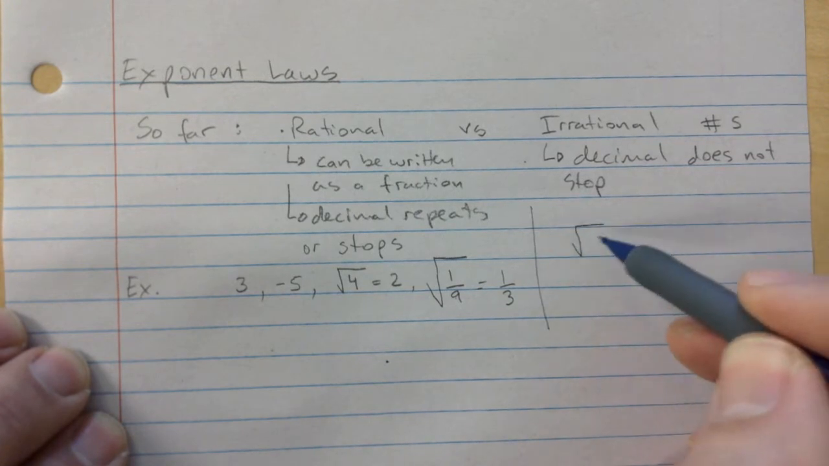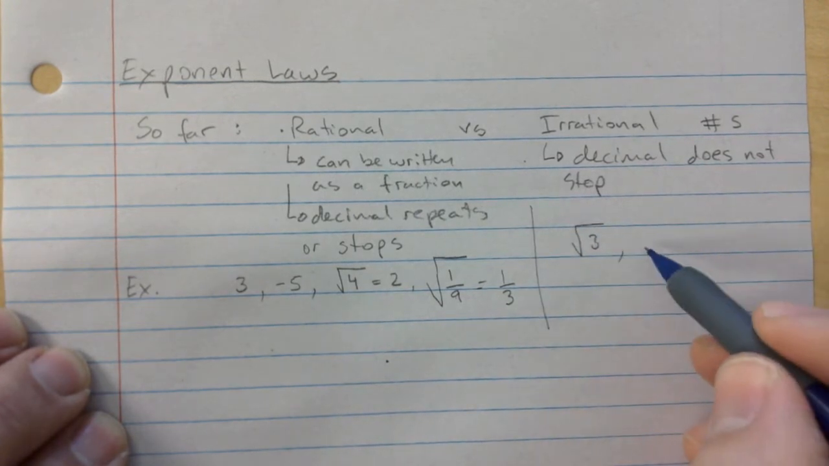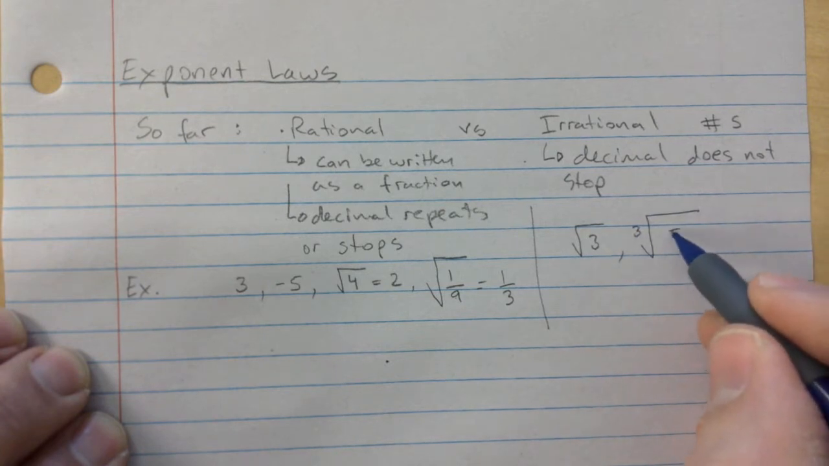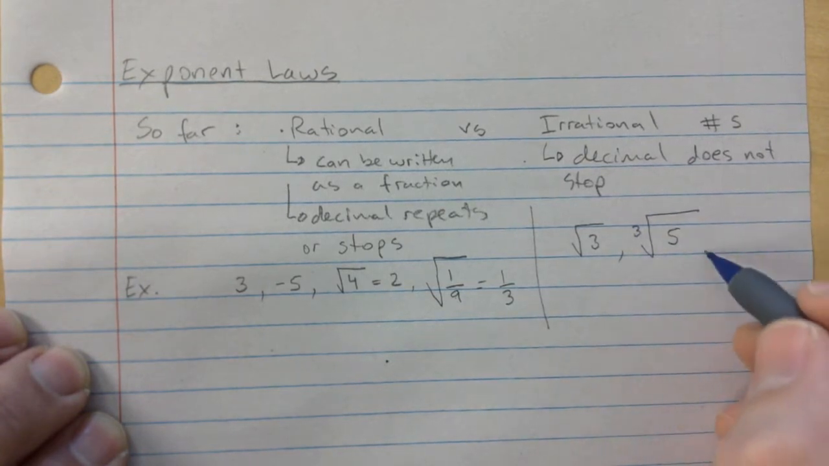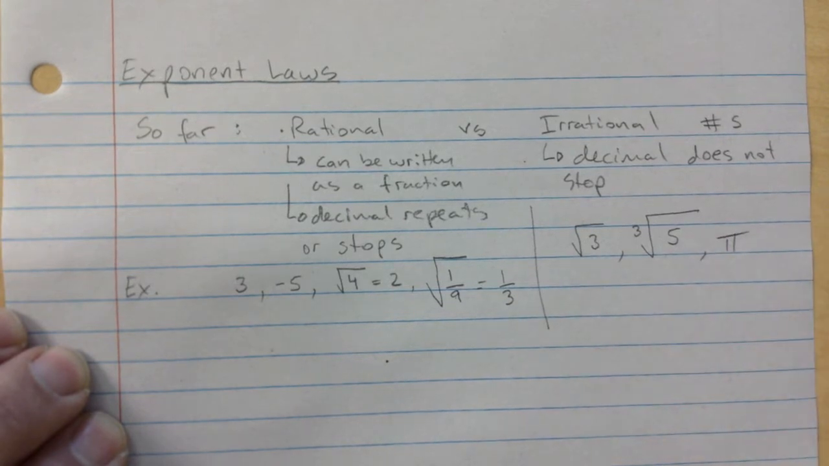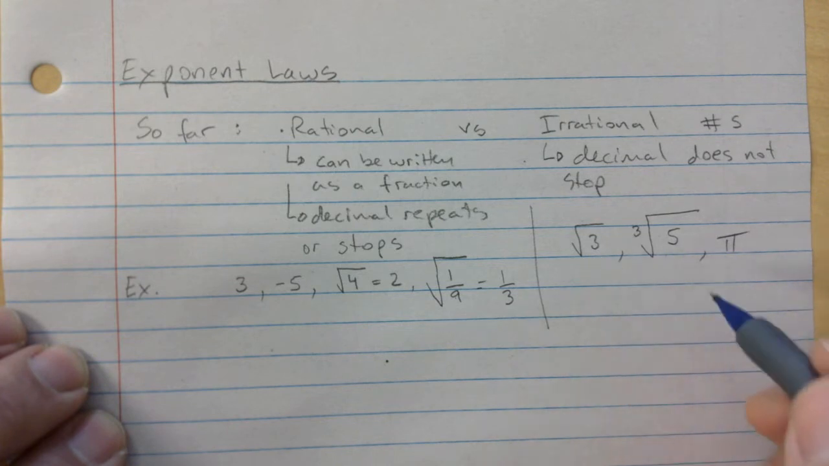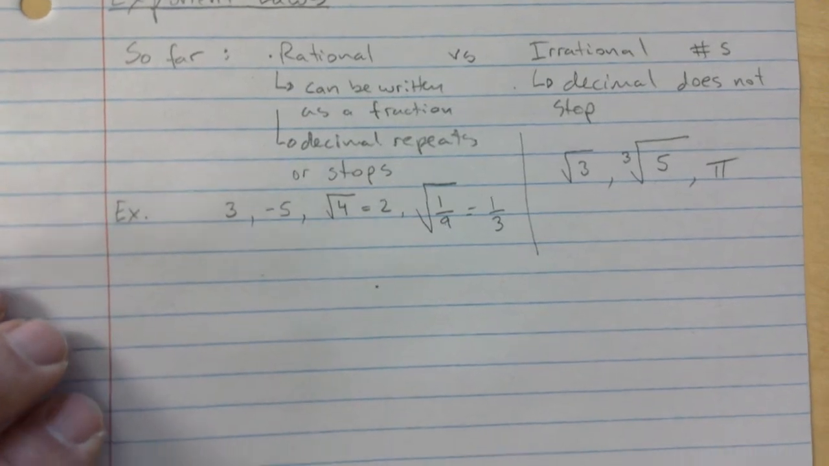Irrational would be the square root of 3. Can't do it. Cube root of 5, for example. Pi. Anything like that would be considered irrational. Can't take it out of the root, so you're stuck with irrational numbers. So that's the first thing we did.